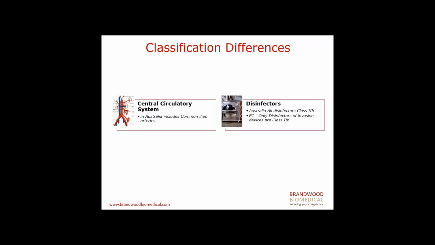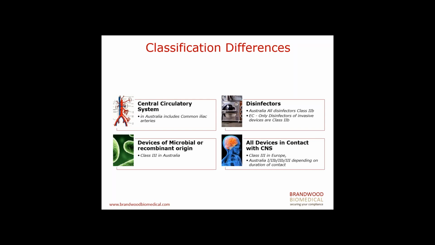The other one is with regards to disinfectants. In Australia, all disinfectants are classified as class 2B. However, in Europe, it's only the case if the disinfectants are for invasive devices. Devices of microbial or recombinant origin are all class 3 in Australia and often have to go through direct TGA conformity assessment as opposed to certification, and we'll go through the exemptions a bit later as well.